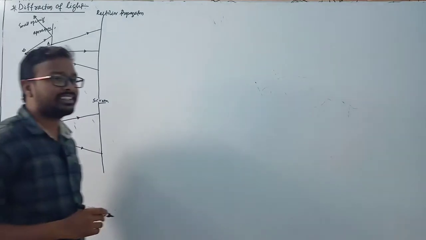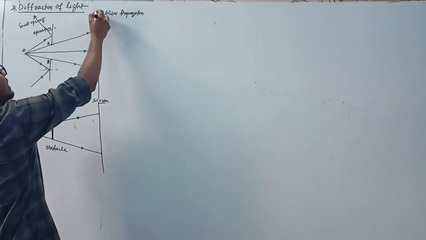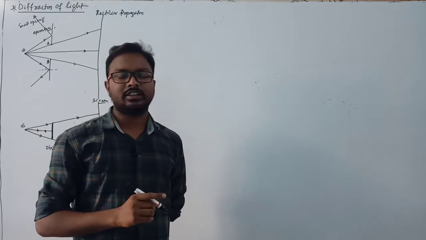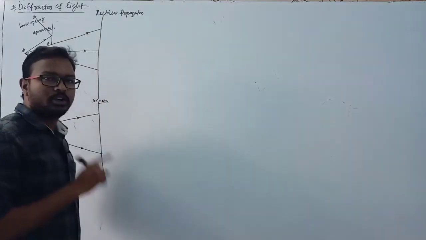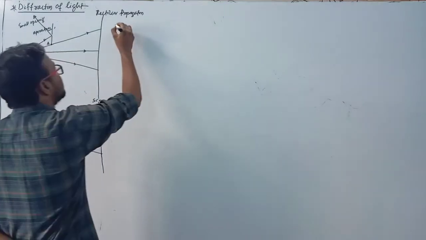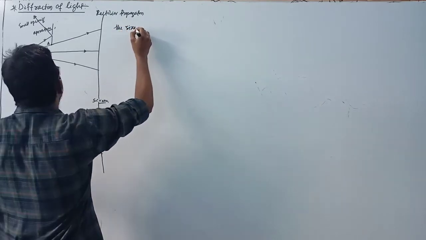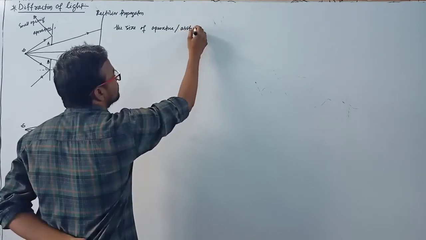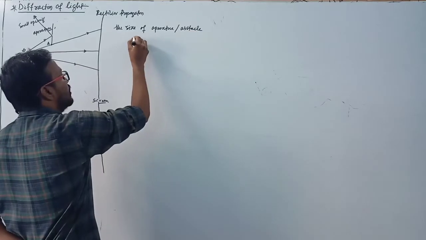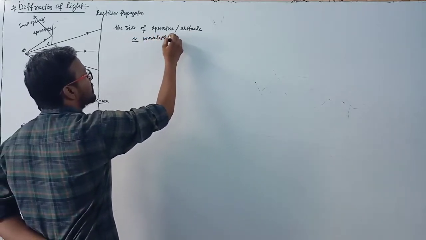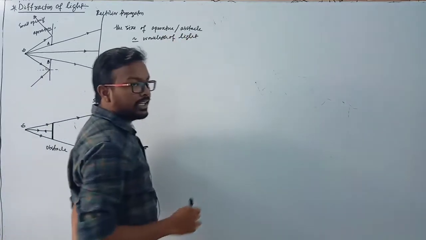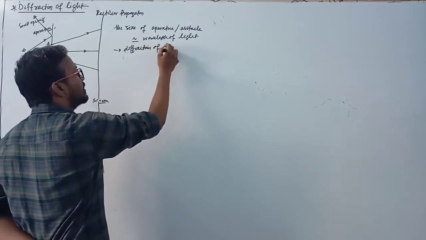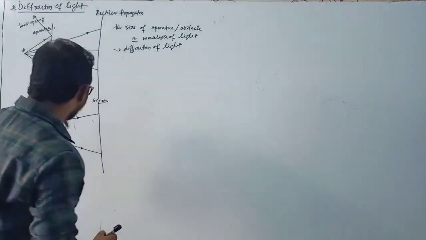Clear? Actually, it is the 17th century. There is a property, or there is a concept, that, what is that concept? And we already know in wave optics, the dimension of the obstacle or the dimension of the object is of comparable size with the wavelength of light. So here, the size of the aperture or obstacle, which is comparable, which is nearly equal to the wavelength of light, at that time it shows diffraction of light. Clear?